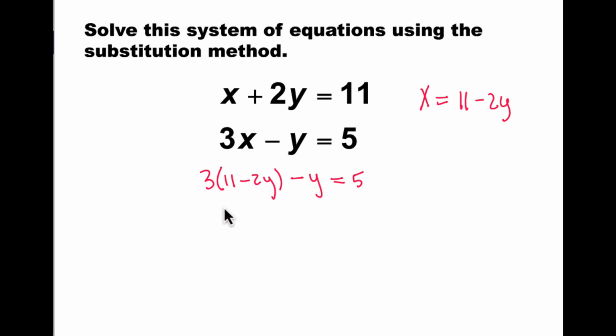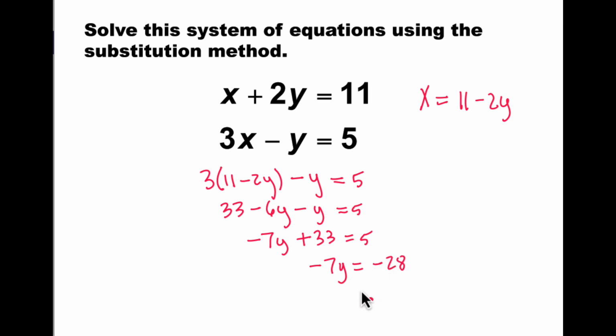Distribute the 3, we get 33 minus 6y minus y equals 5. Combine the y terms and we get negative 7y plus 33 equals 5. Subtract 33 from both sides and we get negative 7y equals negative 28. Divide both sides by negative 7 and we get y is equal to 4.